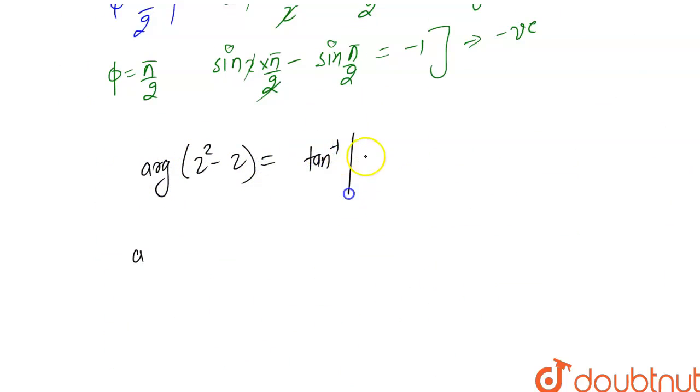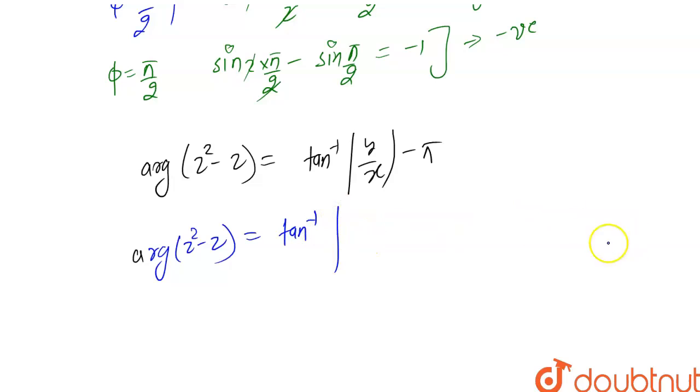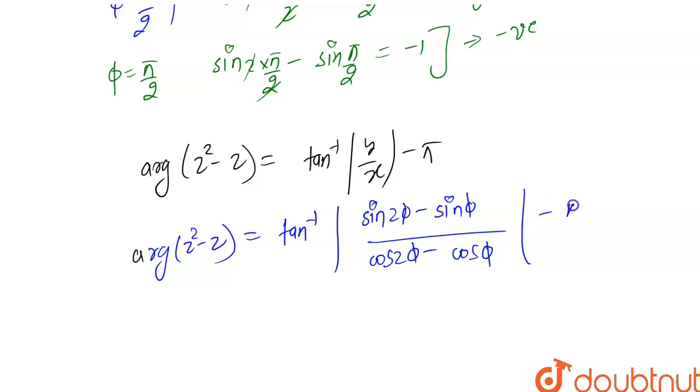In the fourth quadrant, we know that the argument of z square minus z is given by tan inverse of mod of y by x minus pi. So our argument of z square minus z becomes equal to tan inverse of, here the value of y is sin 2 phi minus sin phi, divided by the value of x, which is cos 2 phi minus cos phi, minus pi.